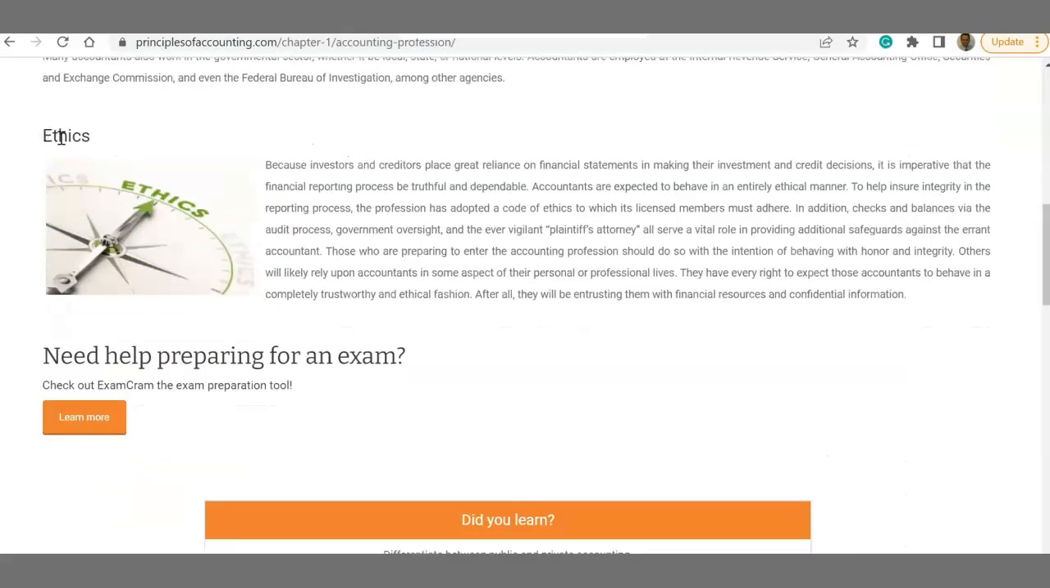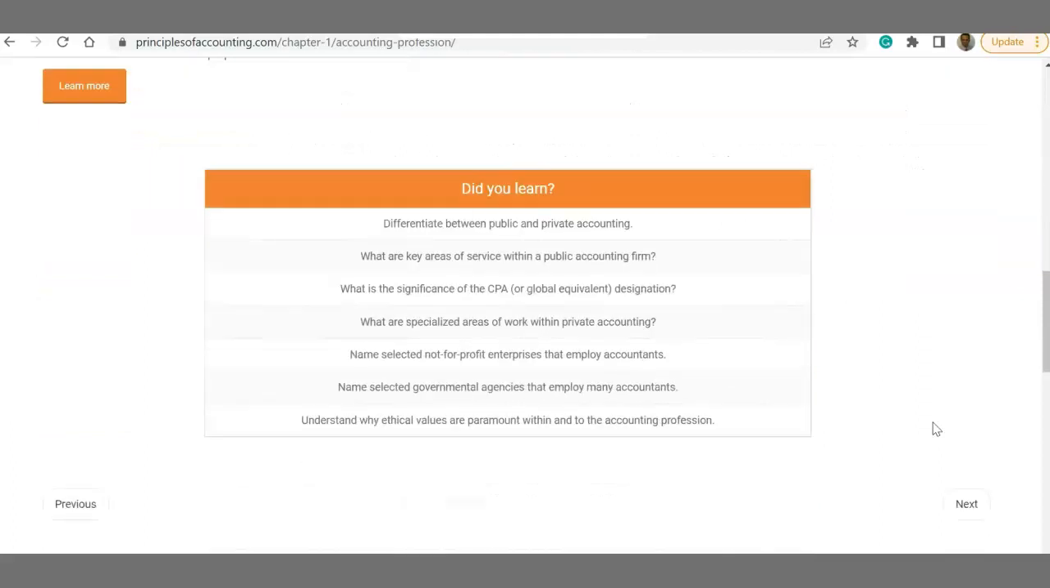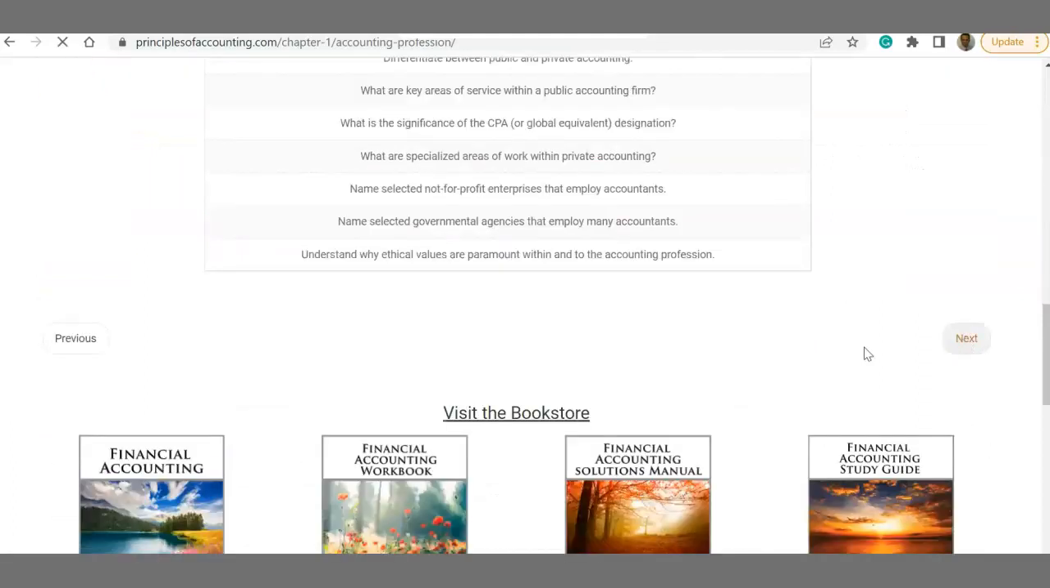And ethics is the most important thing for an accountant, because everyone is relying on accountants to be ethical people and provide reliable, up-to-date information in their financial reporting. So ethics is the most important thing for an accountant. Let's keep going.